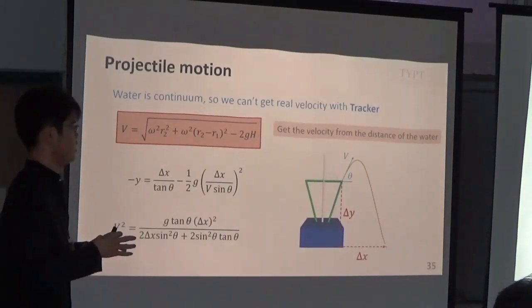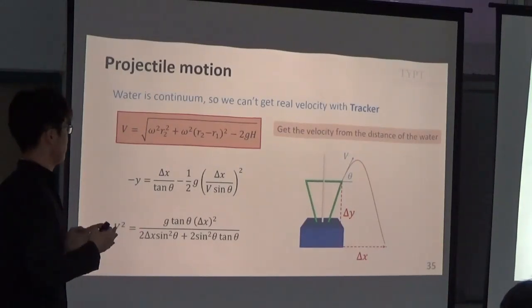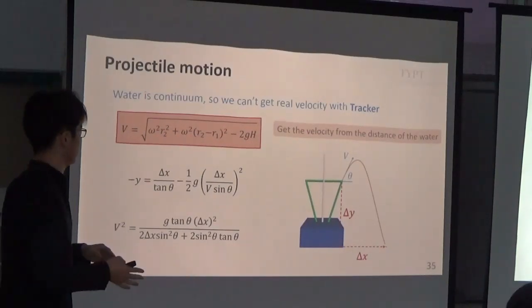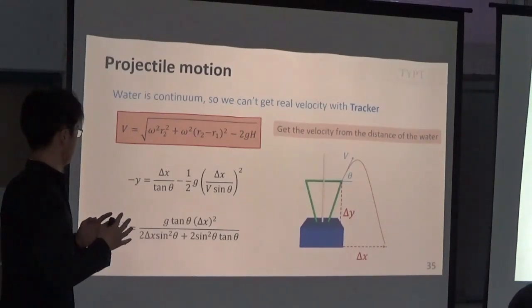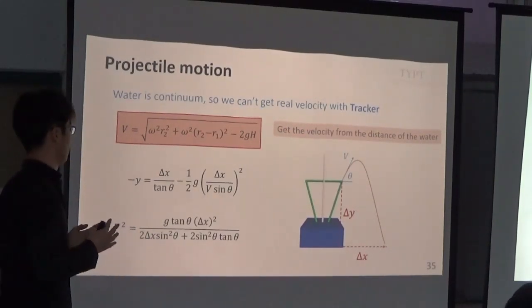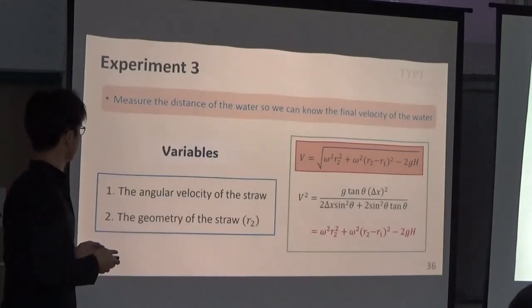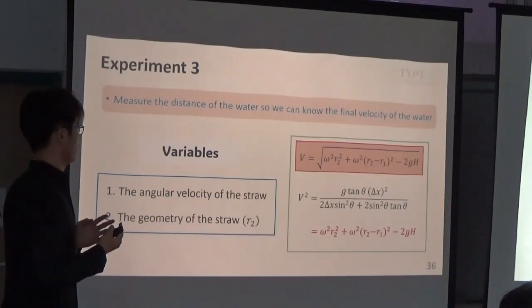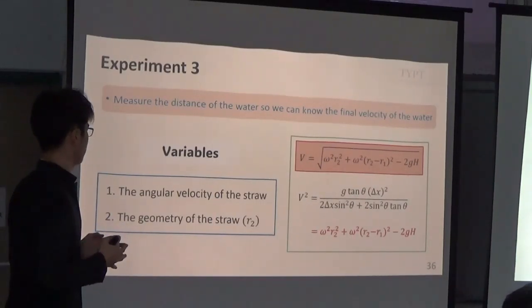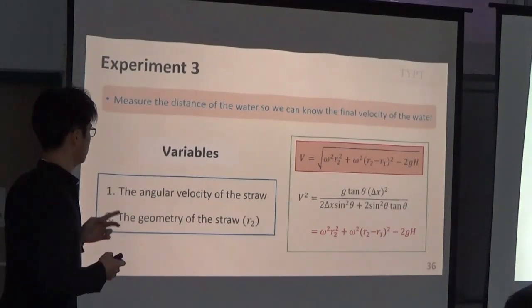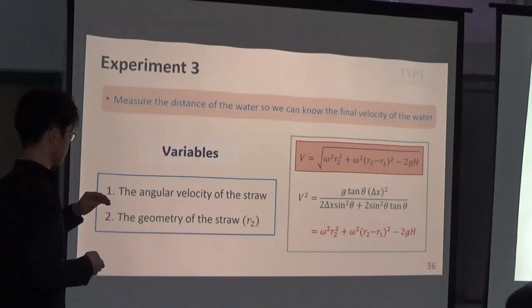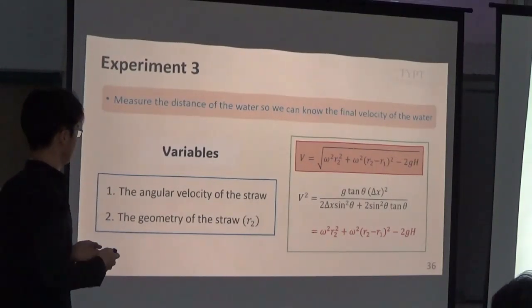And because the water jet is actually a cartoon-like curve, it's very hard for us to get the real velocity by using Tracker or some other application. So I would like to get the final velocity by analyzing the projectile motion of the water. So for my experiment 3, I would like to measure the distance of the water so we can know the final velocity of the water. And there will be two variables in my experiment. One is the angular velocity of the straw, and the other will be the upper radius of the straw, which means the geometry of the straw.